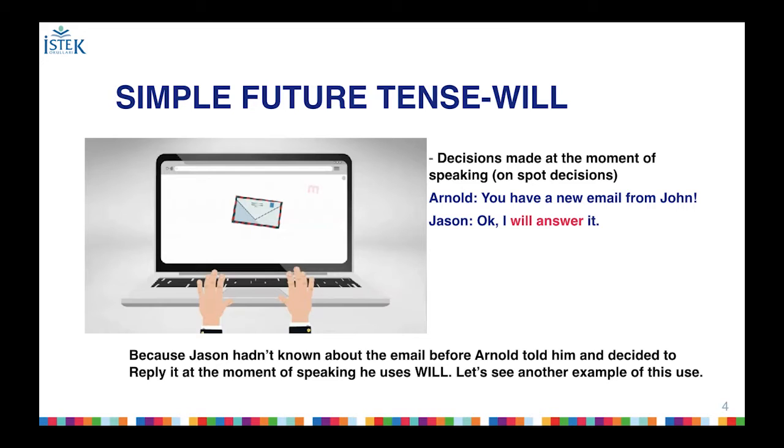Another use of simple future tense is decisions made at the moment of speaking, on-spot decisions. Let's have a look at the dialogue between Arnold and Jason. So Arnold tells Jason that he has a new email from John, and Jason answers, I will answer it. Because Jason hadn't known about the email before Arnold told him and decided to reply to it at the moment of speaking, he uses will.